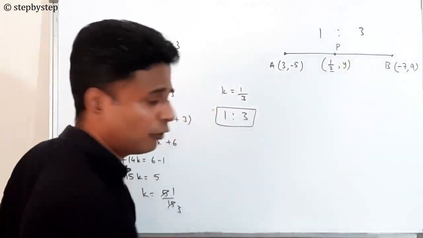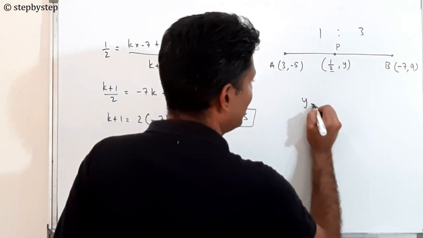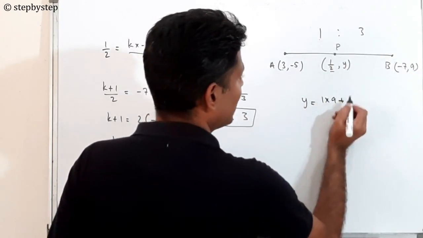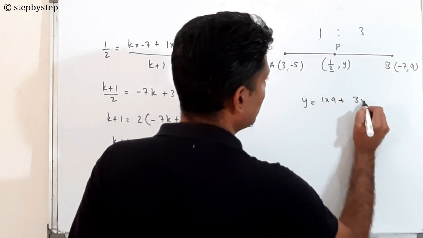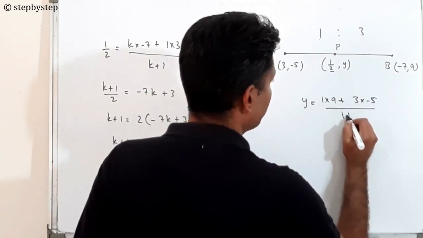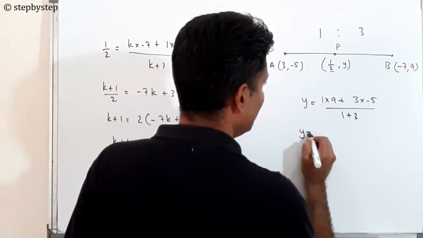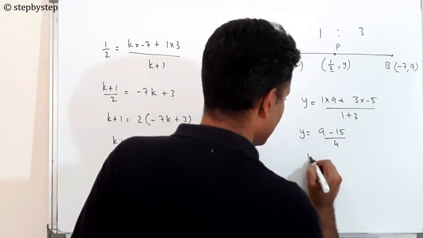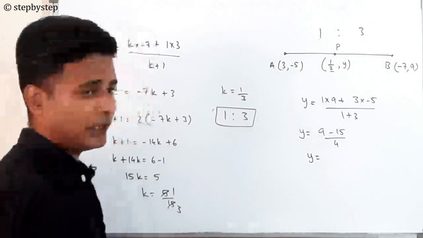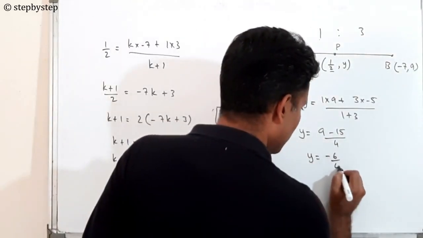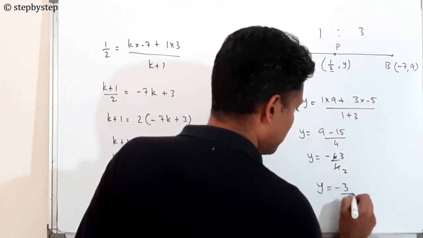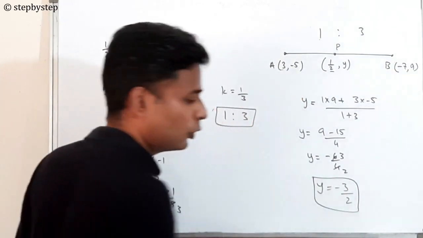Now to find the value of y, the y coordinate equals (m y2 + n y1)/(m + n), that is (1 into 9 plus 3 into -5)/(m + n). So we'll get y = (9 - 15)/4. So we'll get y = -6/4, that is -3/2. So the value of y is -3/2.